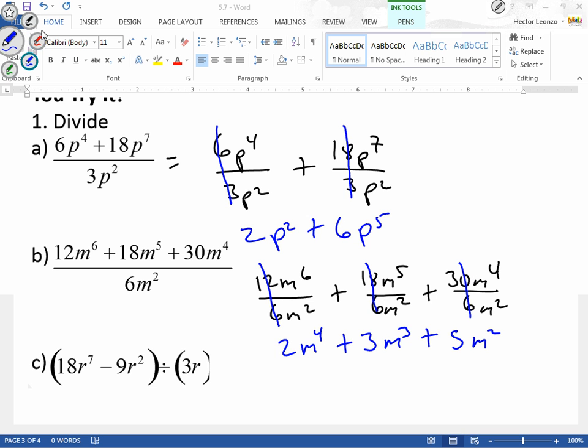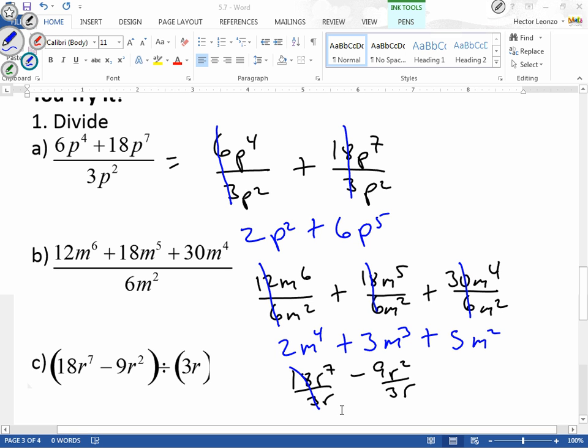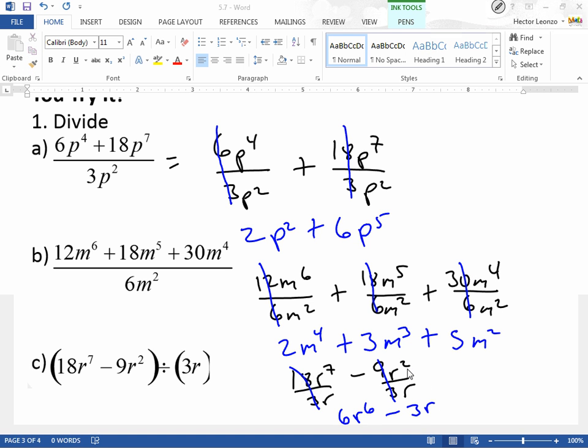Okay, so my last example, let's take a look at 18r to the 7th minus 9r squared, and all these are divided by 3r. So first one, numbers-wise, 18 divided by 3 is 6. Letter-wise, I get r to the 6th. Minus, numbers-wise, 9 divided by 3 is 3. Letter-wise, I get r to the 1 because I subtract them. So this is what I get.